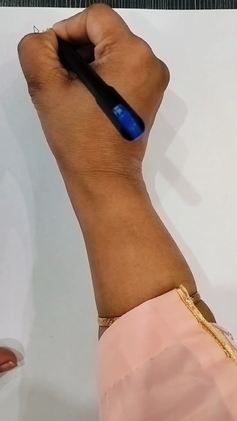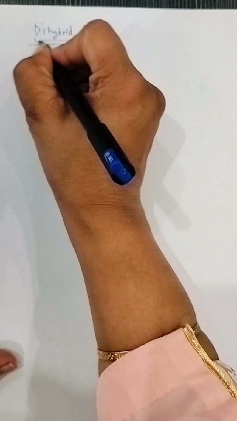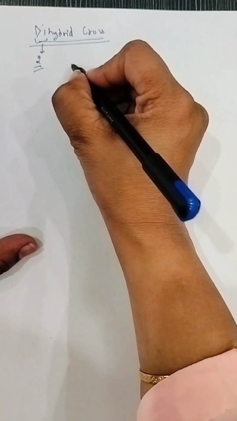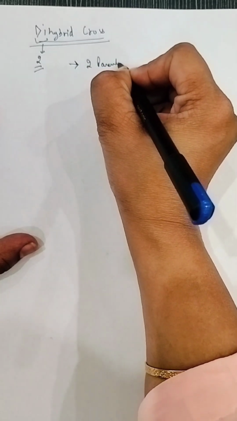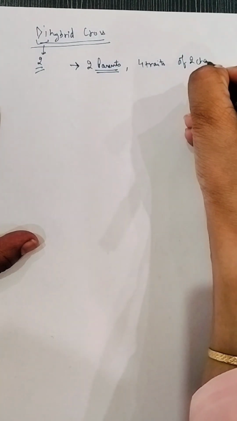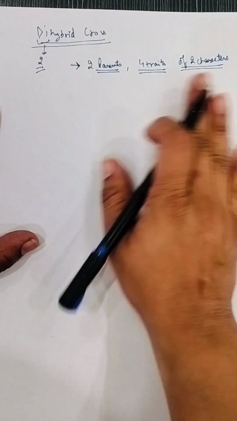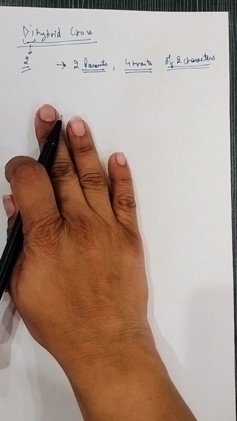Dihybrid cross. Dear students, in dihybrid cross, we have to take care of the word two. Di means two. So here we are making a cross between two parents for 4 traits of two characters. There will be 4 traits of two characters for which we perform a dihybrid cross.